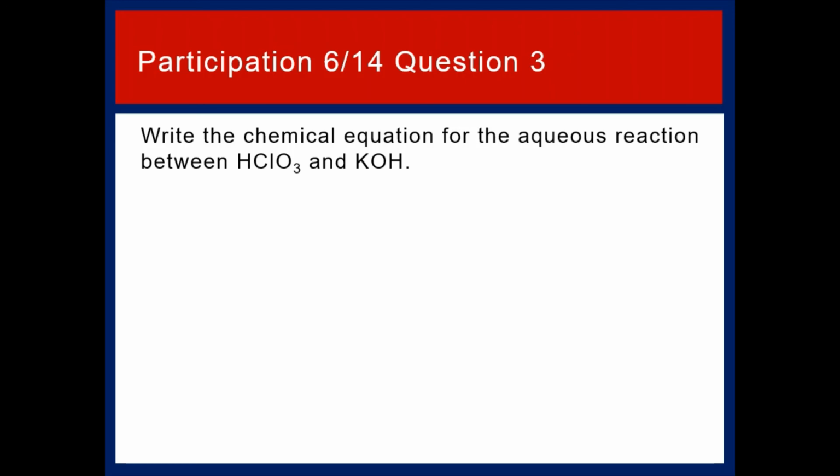Participation 614, question 3. Write the chemical equation for the aqueous reaction between HClO3 and KOH. Don't even worry again about formatting, just get the right symbols in the right order. This is the third question for participation 614. It's due Monday, June 14th at 11:59 p.m. over on Blackboard. The link to the assignment is right below the links to these videos. Again, write the chemical equation for the aqueous reaction between HClO3 and KOH.